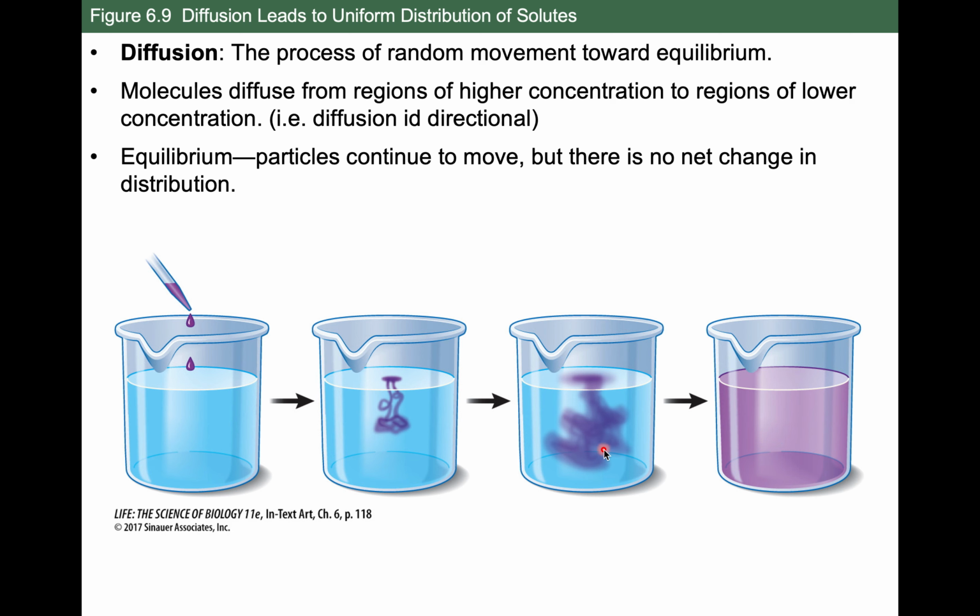And so diffusion is always passive transport. Like I said, you don't have to put in any cellular energy for this to happen. You do need some energy in the form of heat energy, but as long as there's some heat energy, diffusion is just going to proceed just because of the random movement of molecules.